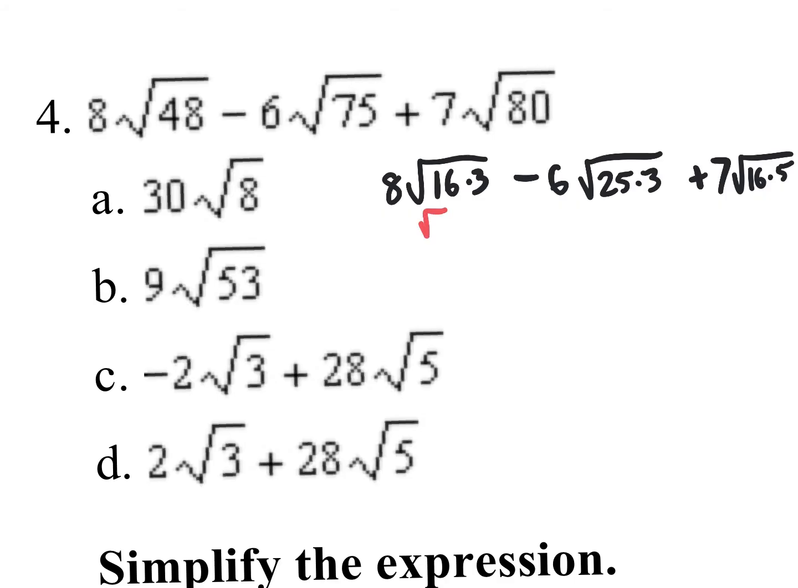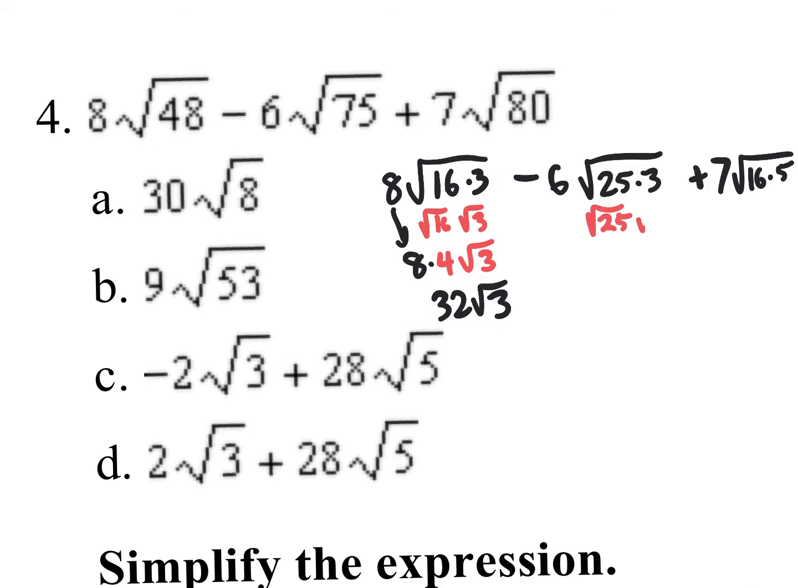So when we split it, we will get 4 square root of 3, which is really 4 times the square root of 3. But let's not forget about the 8 that's out here in the front. So you really have 8 times 4 times square root of 3. That is 32 square roots of 3. Let's do the same for the next one.